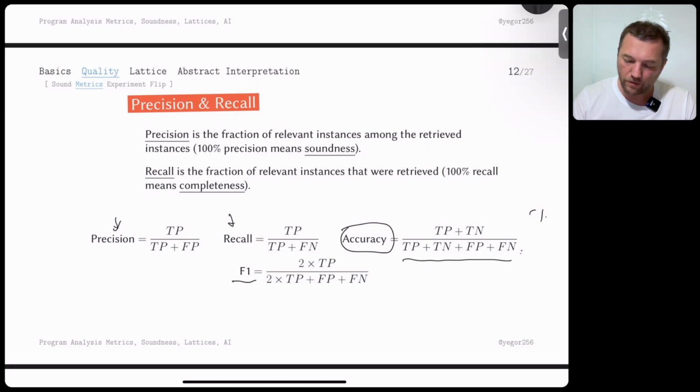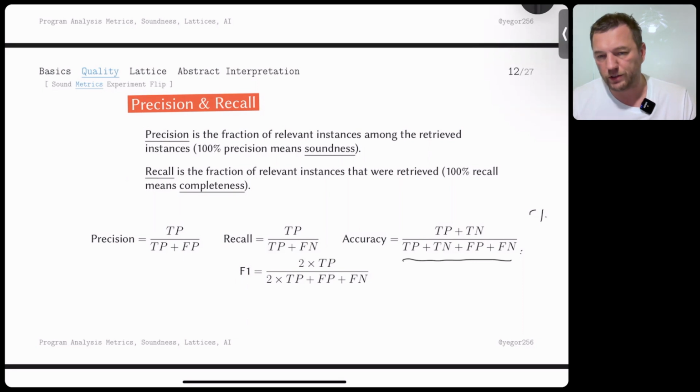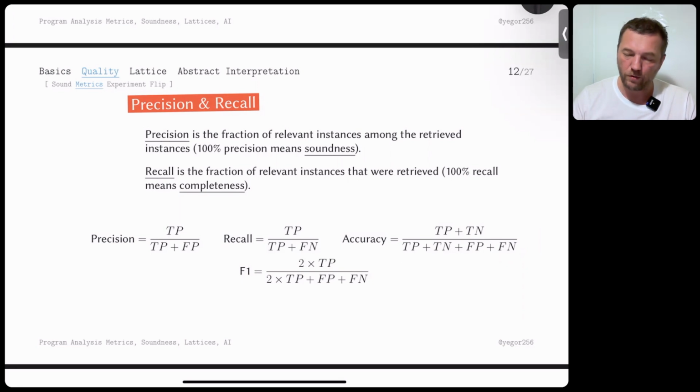And the F1 measure, you can learn it yourself. I mean, I'm not using it in my work, so I just put the formula for you. You can study what it's for. But we will actually calculate the other metrics right now. So let's take a look.